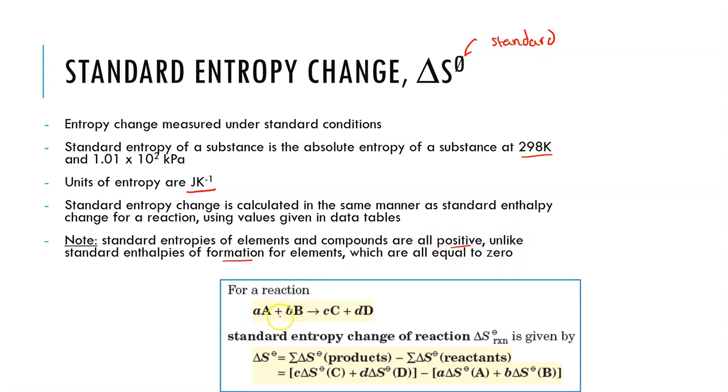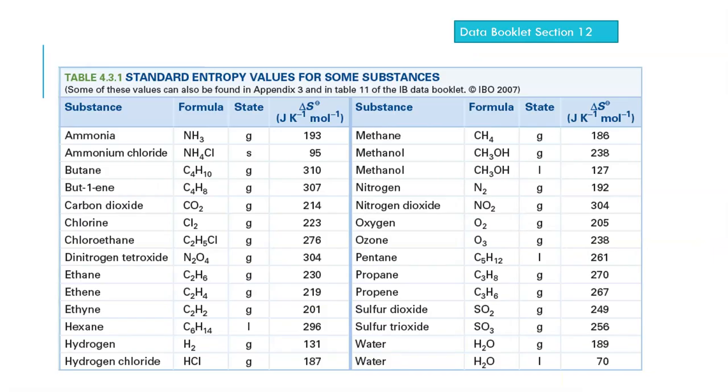For a reaction, A plus B goes to C plus D, we can determine the change in entropy for the reaction by summing the entropy of the products and minusing the entropy of the reactants. So delta S naught is products minus reactants, and we're going to get the values for delta S for each of the things in our equation from table 12.